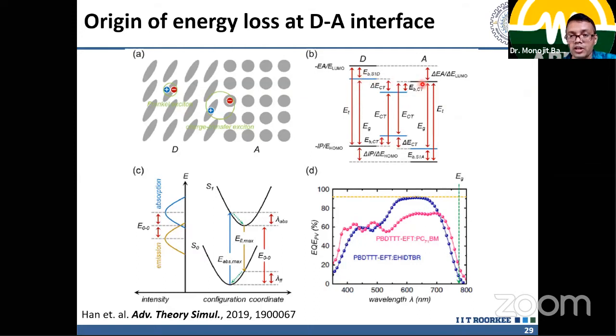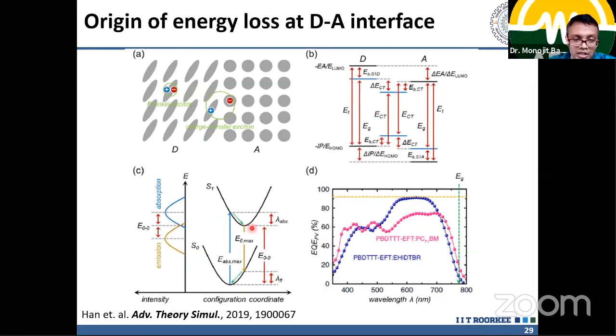Now, when it moves to the donor to acceptor interface, you lose this much of energy because there is an energy offset between donor and acceptor. So all this reorganization of molecules, basically you lose the energy by thermal means. Further, there is a loss in energy when it forms the charge transfer state. This is the binding energy for the charge transfer state. And finally, you get this energy of this much. So you start with this and you end up with this. And that is one reason you don't get open circuit voltage close to your band gap. Rather, it is almost like 0.3 to 0.4 volt lesser than the band gap.